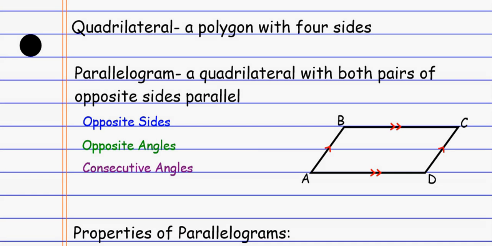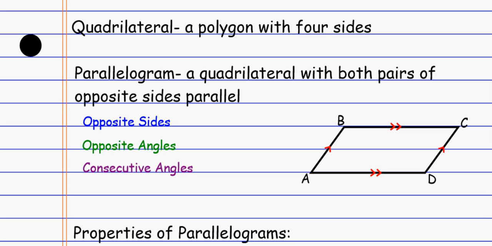All right, so a quadrilateral is a polygon with 4 sides, just like a triangle is a polygon with 3 sides. But then beyond that, there's different types of triangles. Well, here there's different types of quadrilaterals, okay? One of the types of quadrilaterals we're going to look at is the parallelogram. A parallelogram is a quadrilateral where both pairs of opposite sides are parallel.